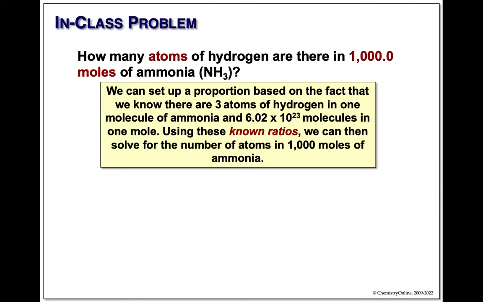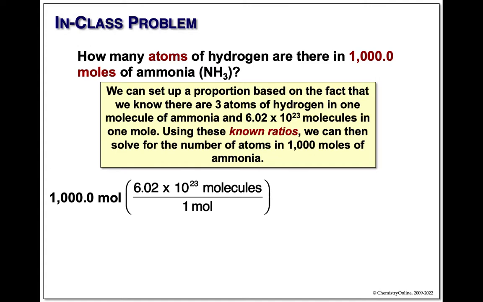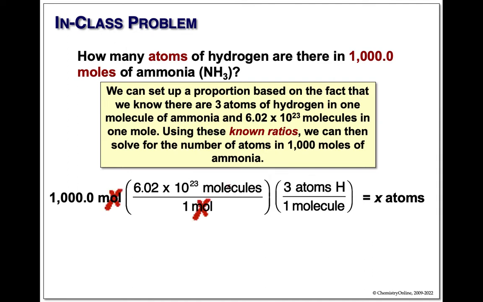So we'll start off with our given, 1,000 moles. We have 6 times 10 to the 23rd molecules in a mole, so mole in our denominator. We have 3 hydrogens in 1 molecule, so molecule in our denominator. We simply multiply 1,000 by 6 times 10 to the 23rd times 3, 1.8 times 10 to the 27.